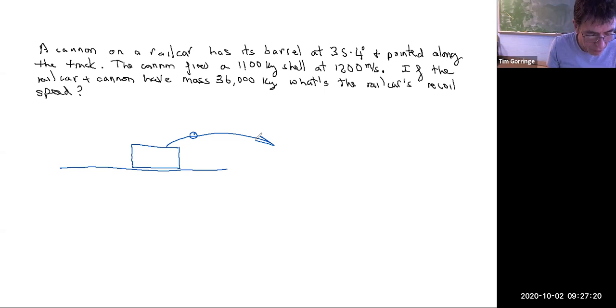There's a number of quantities, a number of values that we know in this problem. We know the mass of the shell. I'm going to call the shell object number 1. So its mass is m1, and it's 1,100 kilograms.